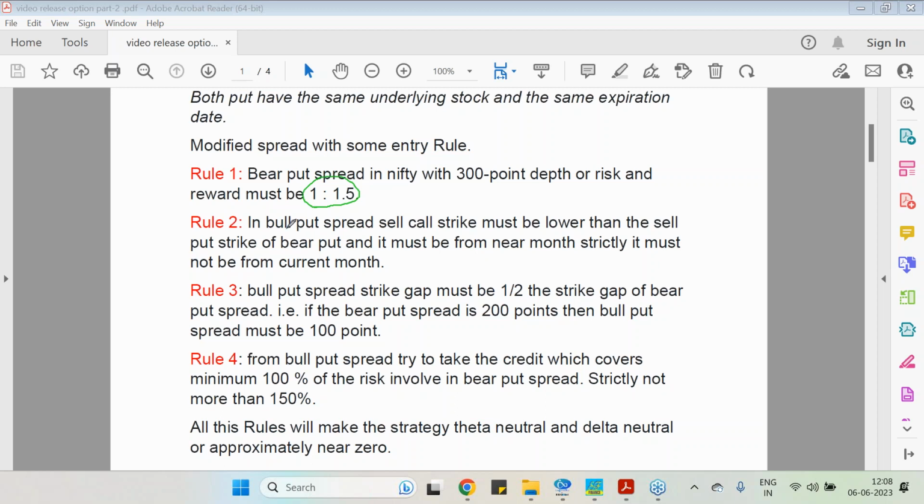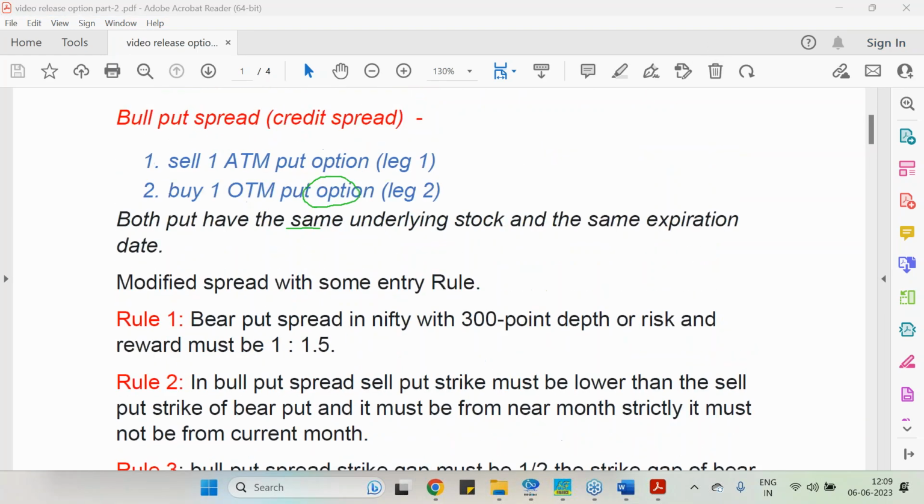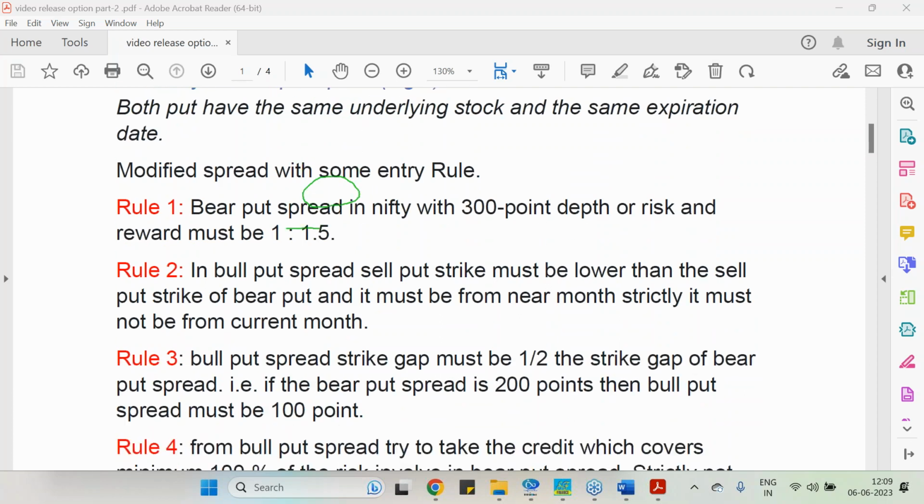And for the other rule, the bull put spread, I can modify it a little. The strike involved on the selling side of the bull put spread must be lower than the selling strike of the bear put spread. A similar rule was there, and for the put spread we have also taken half of the things. So almost all rules are the same except rule number 1, where it says 1:1.